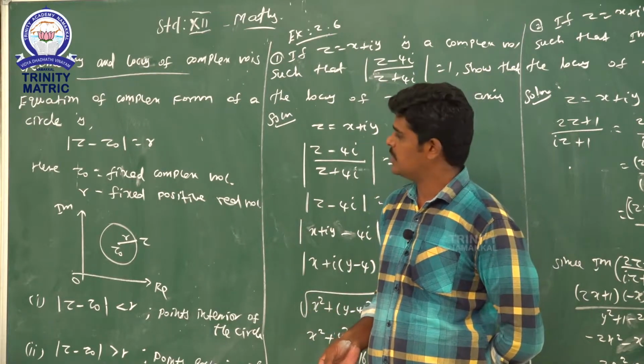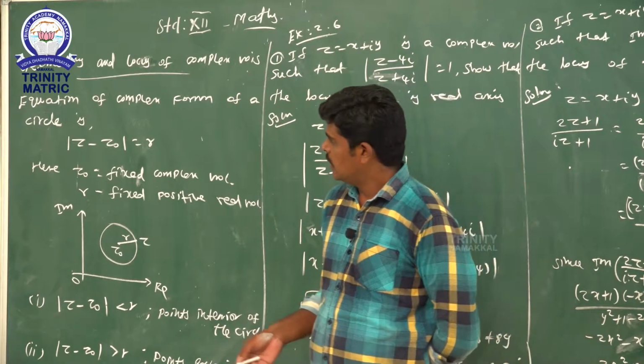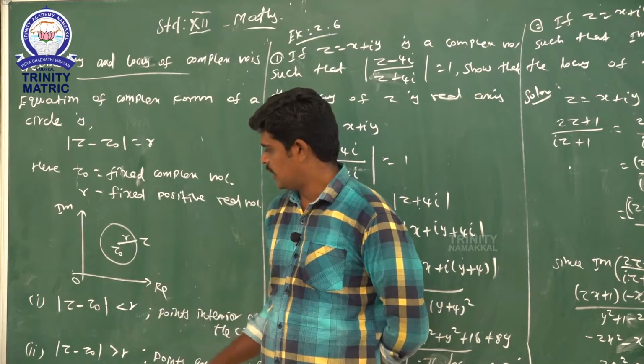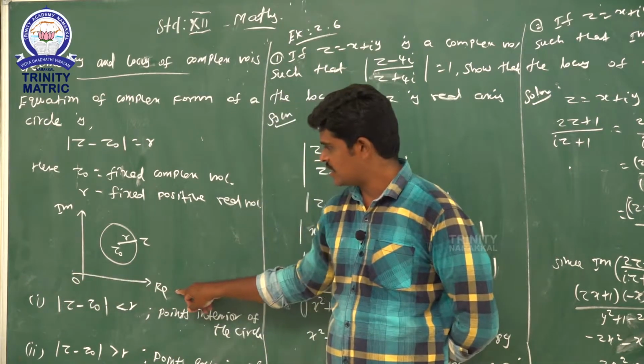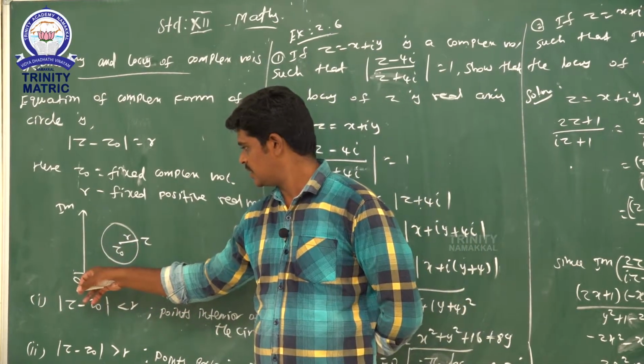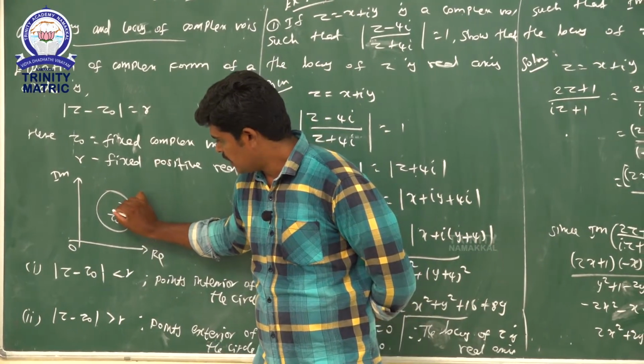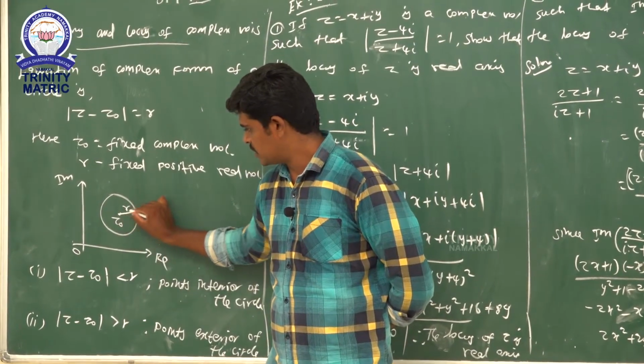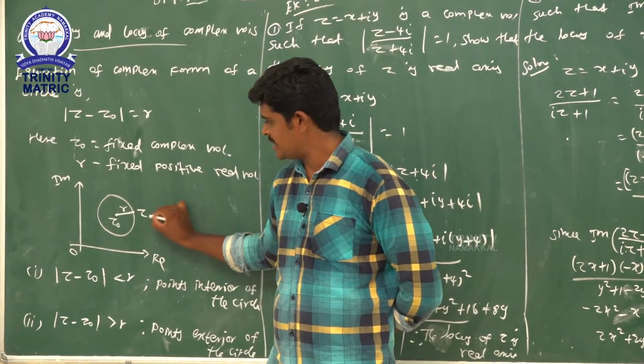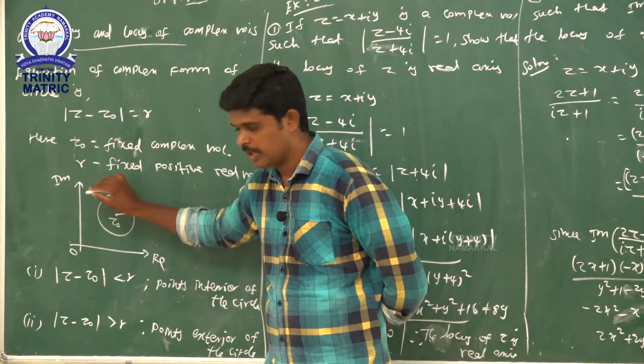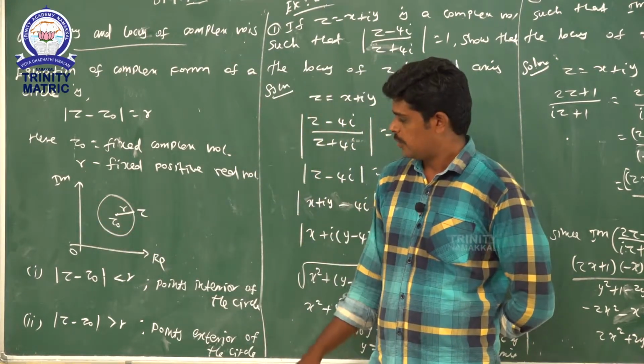Its meaning is radius. It is a geometrical notation here. Horizontal line is real axis and the vertical line is imaginary axis. Here center at z naught and radius r, and z means any point on the circle. Okay, that is the geometrical representation.